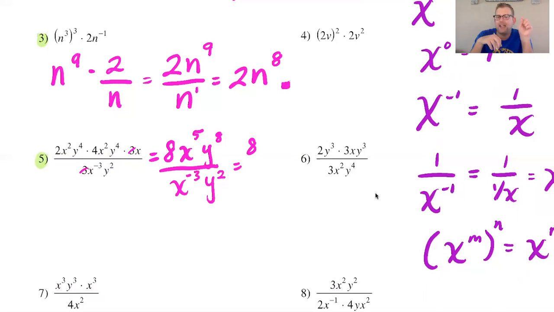I have x to the 5th over x to the -3. So 5 minus -3 is going to give me 8, so I'm going to have x to the 8th. And then I have y to the 8th divided by y squared. So I could do y to the 8th minus 2, which would be 6. So that's the result of simplifying that. Okay.